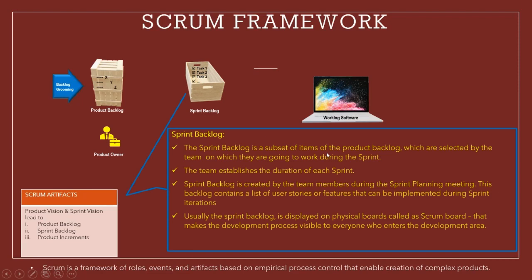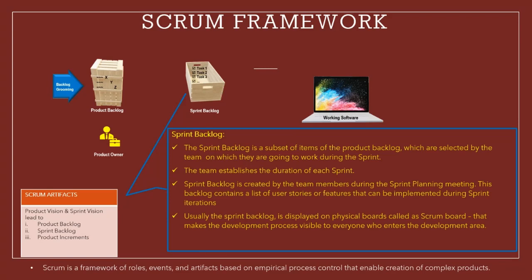Now, the next artifact is the sprint backlog. The sprint backlog is a subset of items of the product backlog which are selected by the team on which they are going to work during the sprint. The team establishes the duration of each sprint. The sprint backlog is created by the team members during the sprint planning meeting. This backlog contains a list of user stories or features that can be implemented during the sprint iterations.